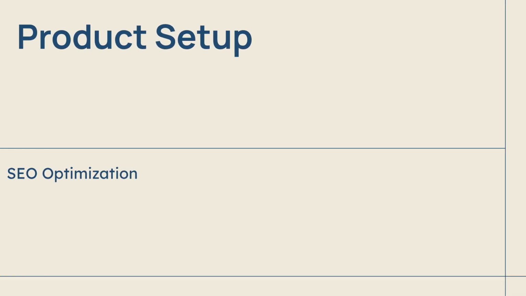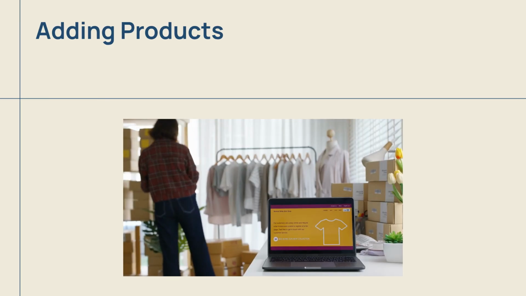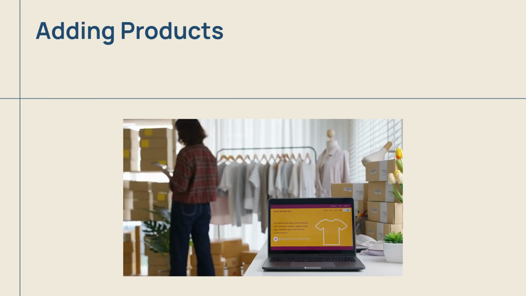Now let's move into product setup. This is where we integrate SEO directly into your product listings to maximize visibility. Start by adding your products. Make sure your product images are high quality and accurately represent what you are selling.